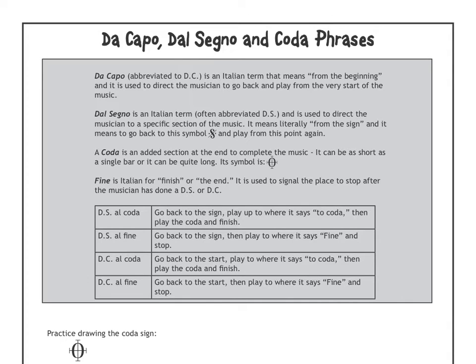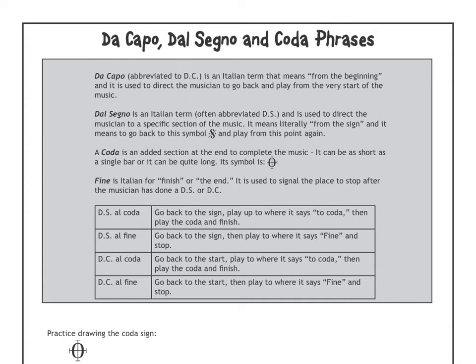All right, your final lesson for Grade 10, Level 2 music. We're going to talk about da capo, dal segno, and coda phrases. I'm sure you've seen these before in your music. We've played music that has these terms.